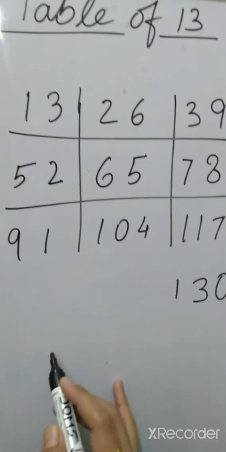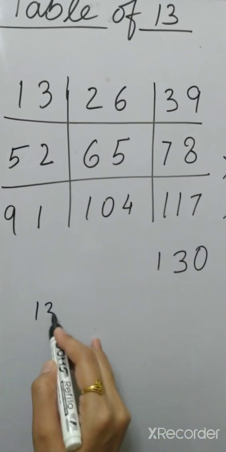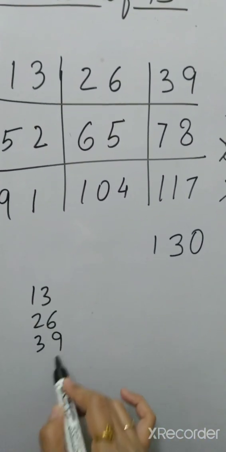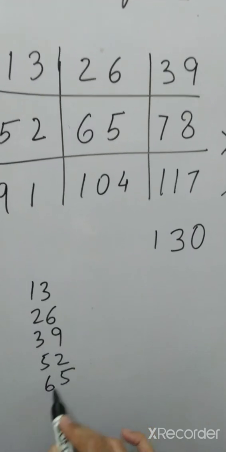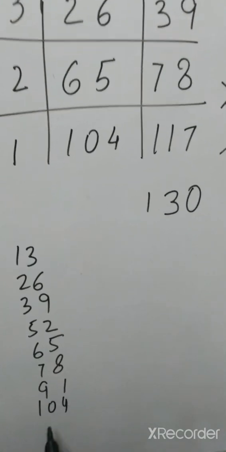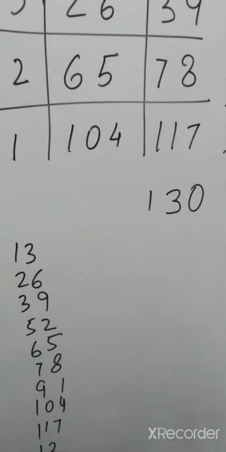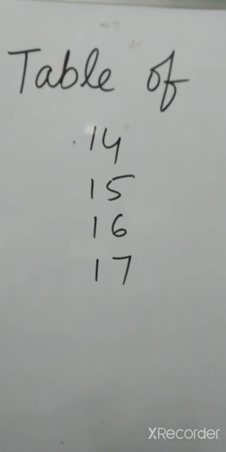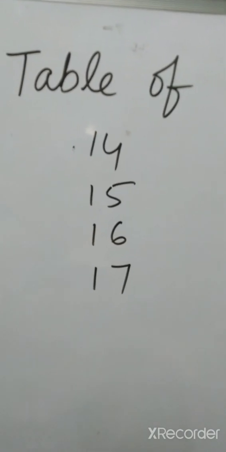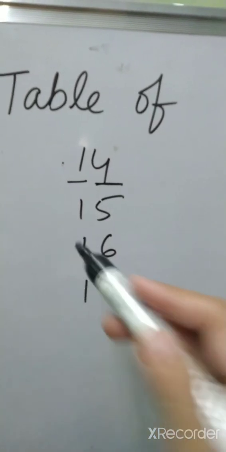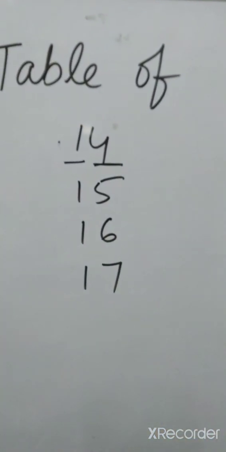See, if I write it here, okay, I'll write here 13, this one, 26, 39, 52, 65, 78, 91, 104, 117 and 13 tens are 130. Same way you can write the table of 14, 15, 16, 17, in which first you have to write the table of 1 and after that the table of the concerned number, and then you just have to add it up.